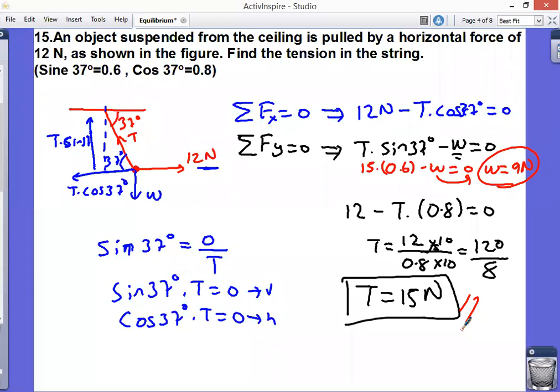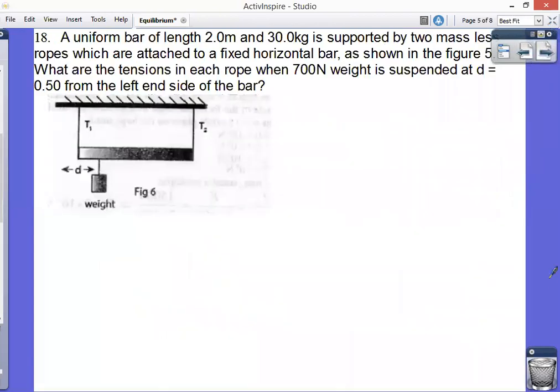Okay, let's move on. Let's move to number 18. So number 18, you have this figure.